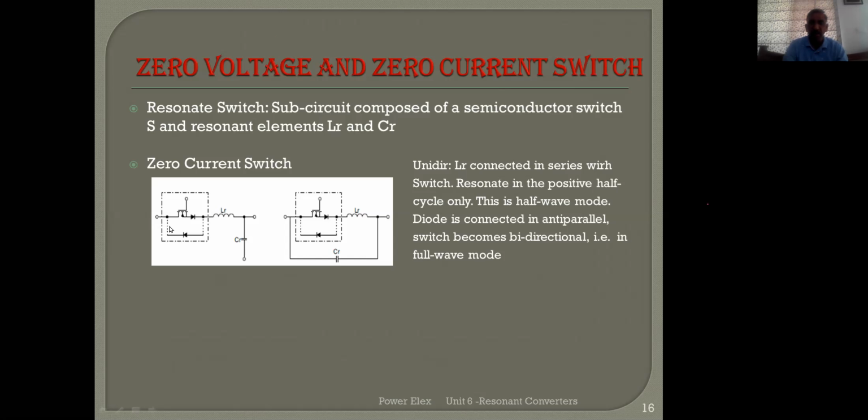This diode is connected in anti-parallel. When this diode is connected in anti-parallel, this ensures that when this switch is turned off and this point is more positive, then this diode is getting forward biased, and this can be in a bidirectional or a full wave mode.